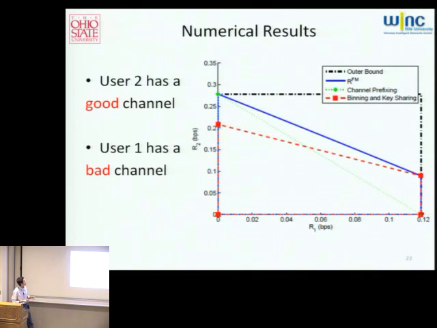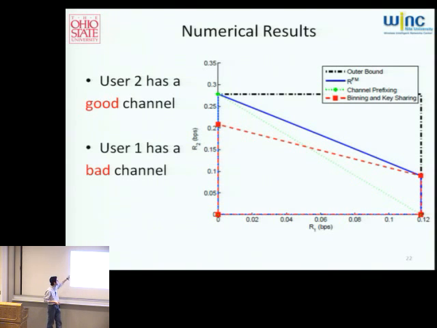So, numerical results. Here we can show that user 2 has a good channel and user 1 has a bad channel. That's for the modulo 2 case. In that simple model, we can see that in order to achieve the maximum at user 2, user 1 would better jam than transmit. So channel prefixing only, which is the green line, achieves the maximum we can have. So user 1's rate would rather be 0 if user 2 wants to achieve its maximum.